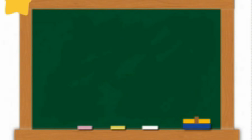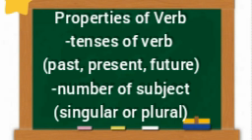First off, there are things that we need to remember in making sentences using linking verbs. We need to remember the tense of the verb and the number of the subject. The tense of the verb means when the action happens. Is it in the past, or in the future, or in the present time? And the number of the subject means whether the subject is singular or plural.